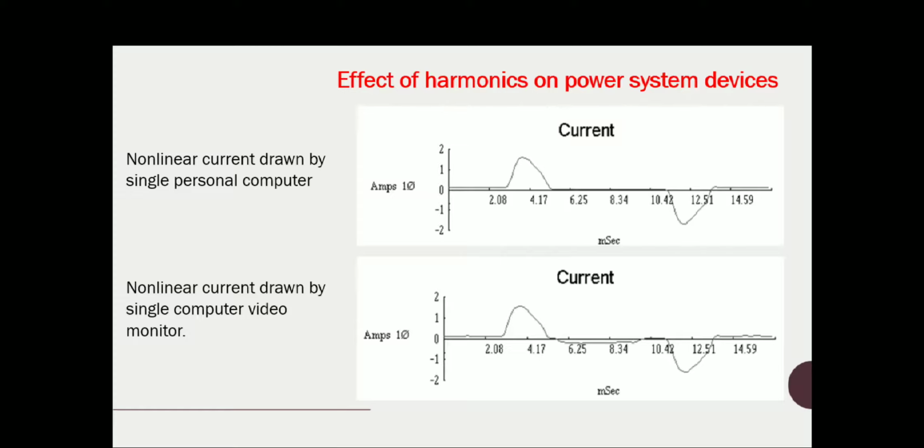And you can see what makes harmonics so dangerous: very often the effects of harmonics are not known until some failure occurs. So only after some failure occurs will we notice the effect of harmonics.